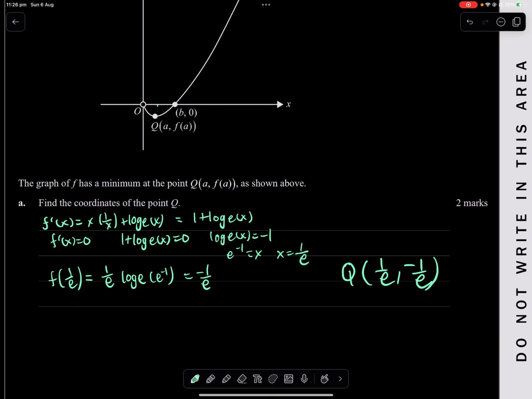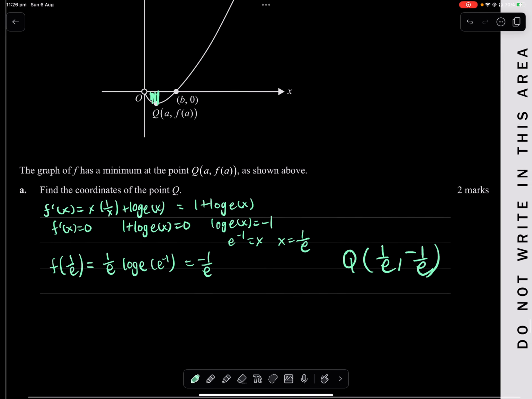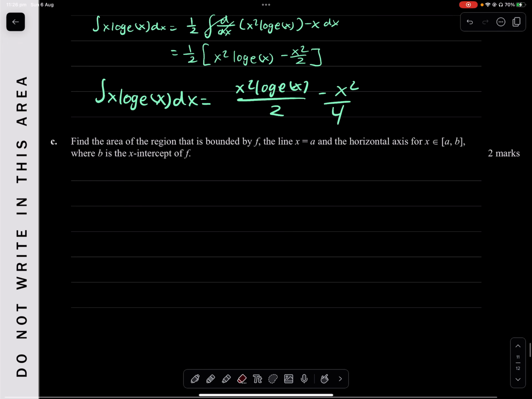Okay, so we're trying to find this area over here. Find the area of the region that's bounded by the graph of f and the line x equals a, and the horizontal axis, for x from a to b, where b is an x-intercept of f.